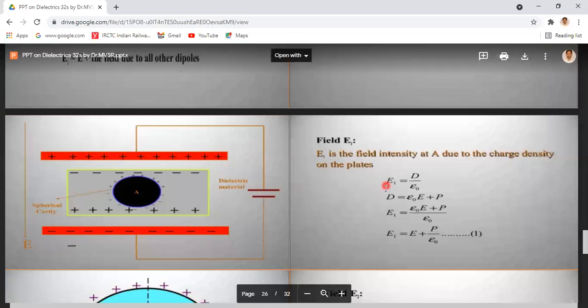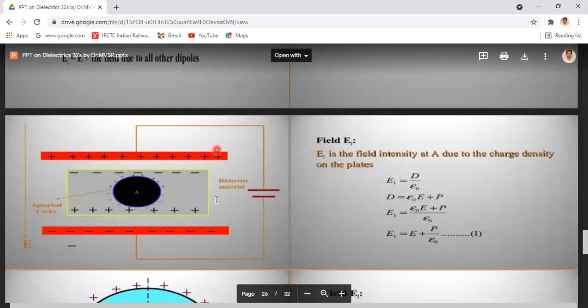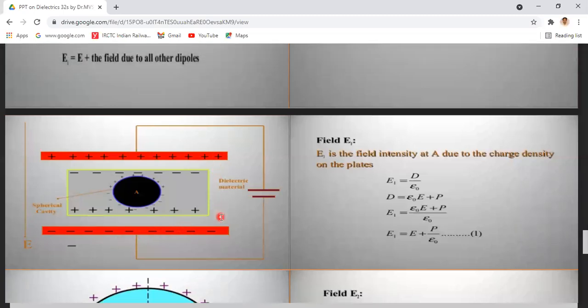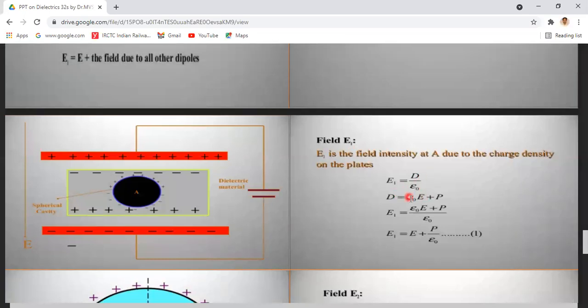So E1 bar is equal to D by epsilon naught. Here this is the capacitor plate. Positive charge is given to the upper plate, and negative charge is given to the lower plate. So this capacitor produces the electric field. This electric field produced by the capacitor is E1 bar, which is equal to D by epsilon naught. But we know that D is equal to epsilon naught E bar plus P bar. So substituting the D value, E1 is equal to epsilon naught E bar plus P divided by epsilon naught. So epsilon naught cancels, and E1 bar is equal to E bar plus P by epsilon naught. So this is equation number 1.